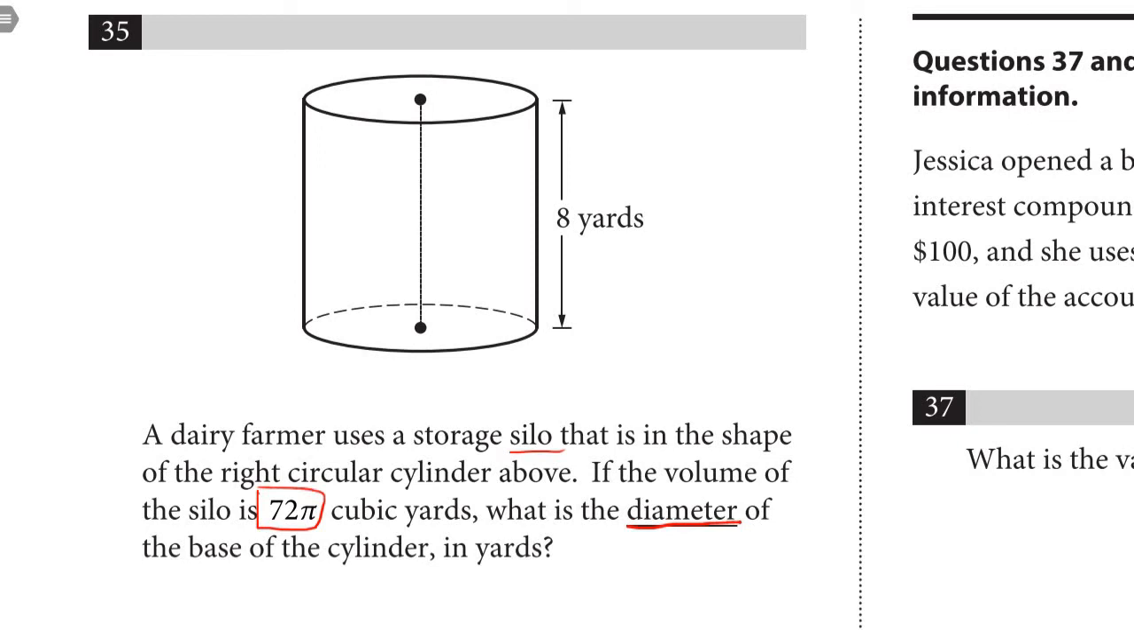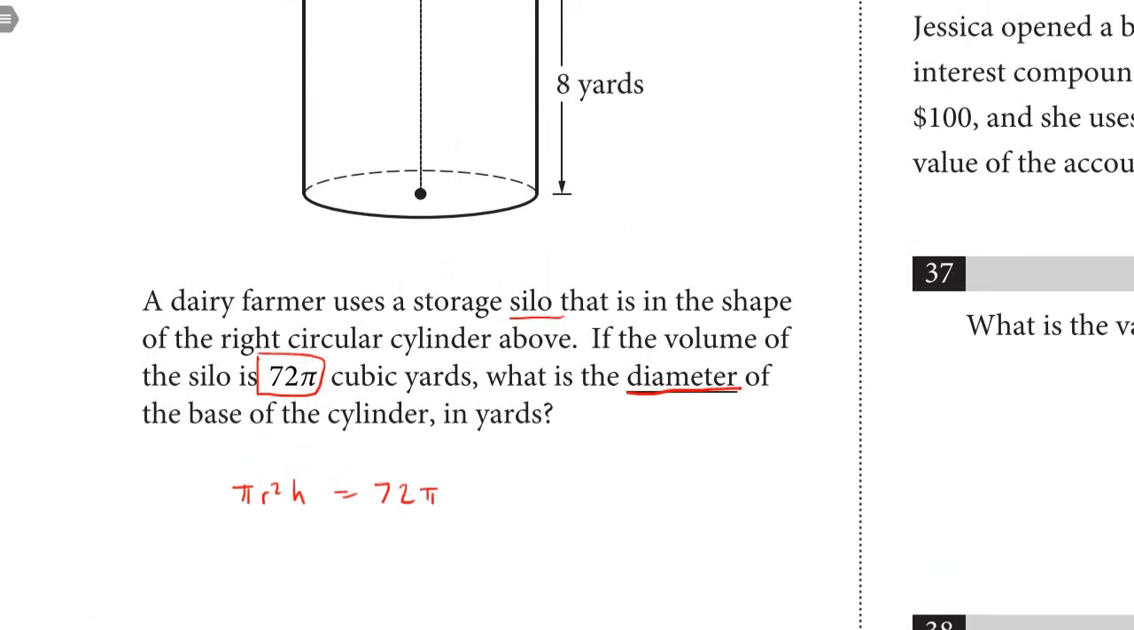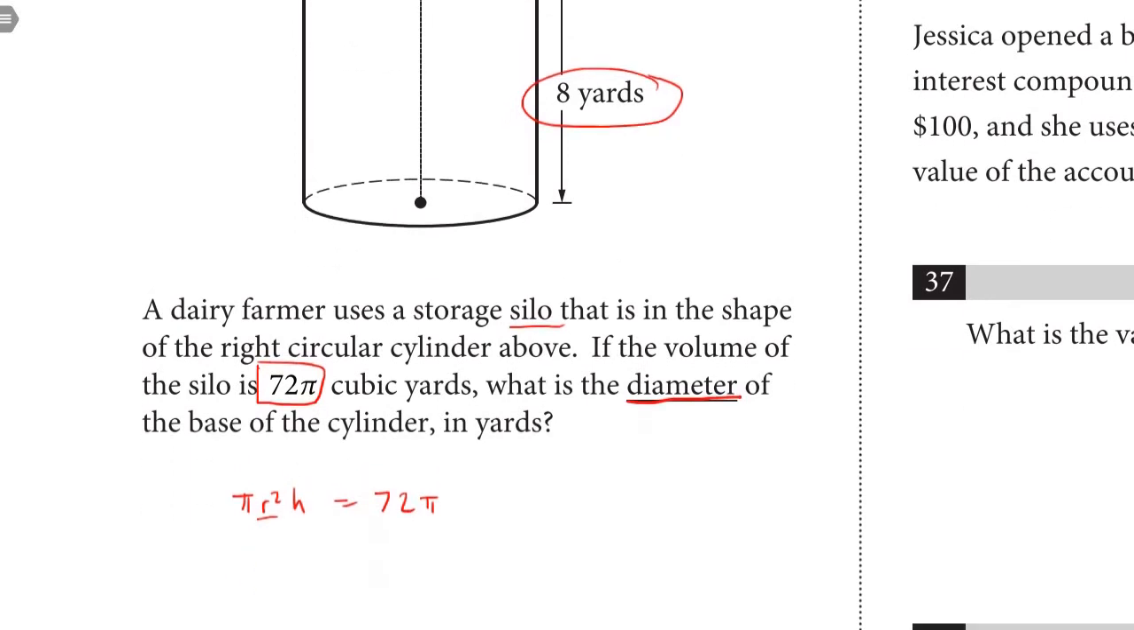The volume is pi r squared h. That is how to calculate the volume of a right circular cylinder. So that is equal to 72 pi. They told us that was the volume. So what we want to do now is start simplifying until we find out what r is, and once we get that, we can find the diameter. And they told us up here that the height, which is signified by those arrows there, is 8 yards.